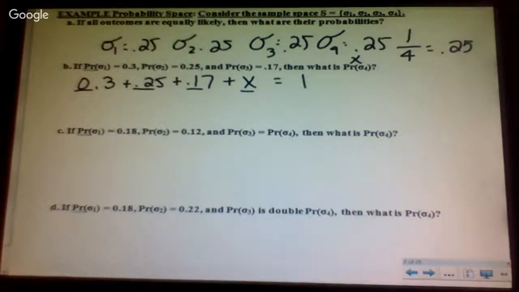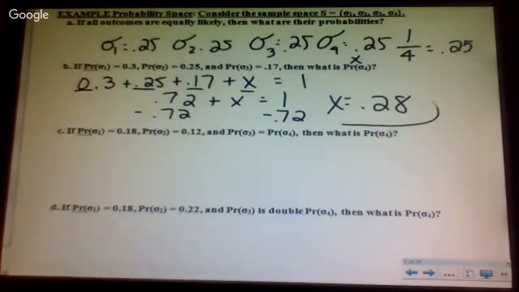So 0.3, 0.25, and 0.17 come out to give me what? 0.72. Okay, so 0.72 plus my unknown should equal 1. So we subtract off 0.72 from both sides, and x equals 0.28.